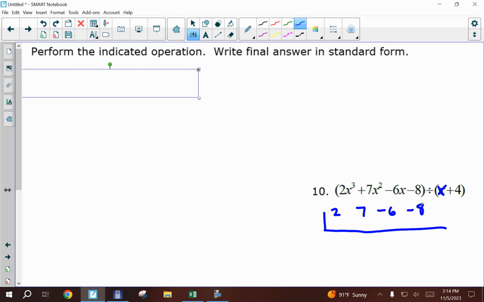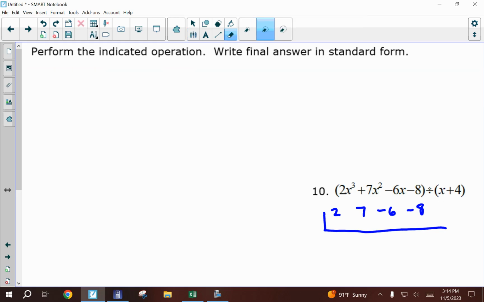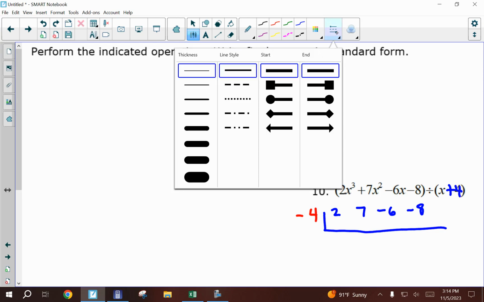And then because this has a, let me get the eraser real quick so I can make this stand out. Because this has a plus 4, when we do synthetic division, we have to use the solution to x plus 4. The solution is negative 4. So I have to make sure to use that on the outside of my synthetic division.